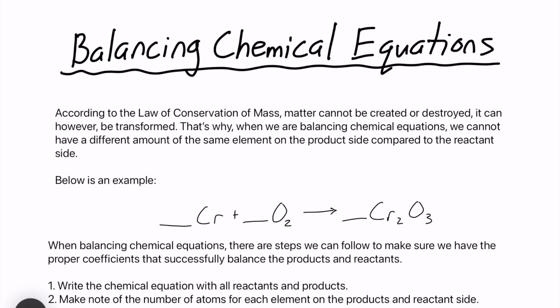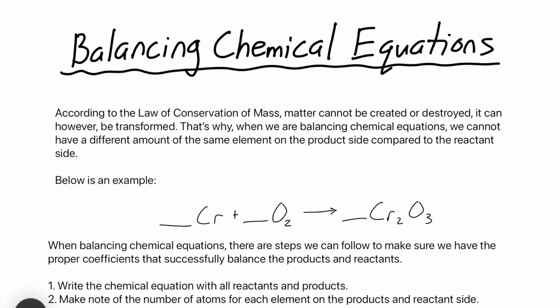So it says, according to the law of conservation of mass, matter cannot be created or destroyed. It can, however, be transformed. That's why when we are balancing chemical equations, we cannot have a different amount of the same element on the product side compared to the reactant side.